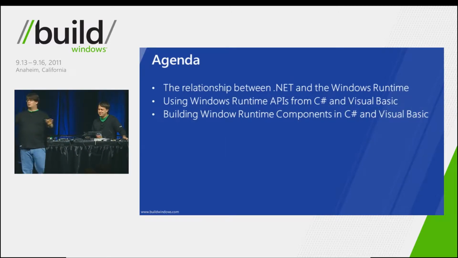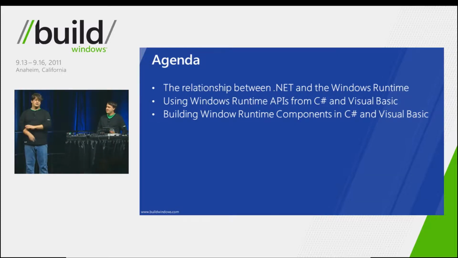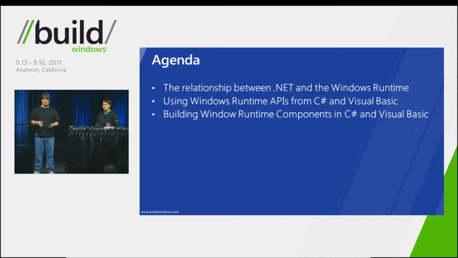Okay, so have we set the context? Are we cool? Okay, so let's talk about how the rest of this talk is going to go. We're going to first start by talking about the relationship between .NET and the Windows runtime. It's been a little confusing out there on Twitter, so I want to clear up a couple of things. Then we're going to both talk about and see how we use Windows runtime APIs from C# and Visual Basic. And then we're going to close out by actually building a component in C# and consuming it from JavaScript.